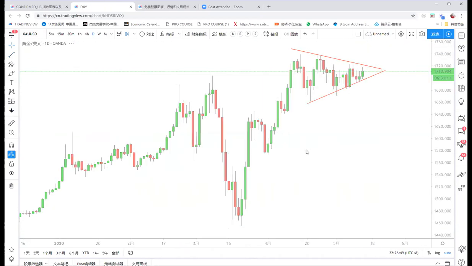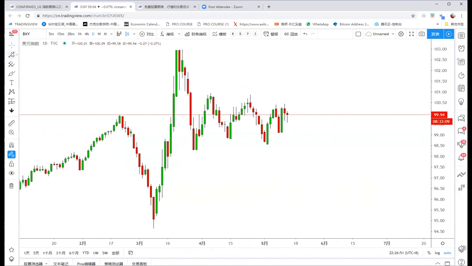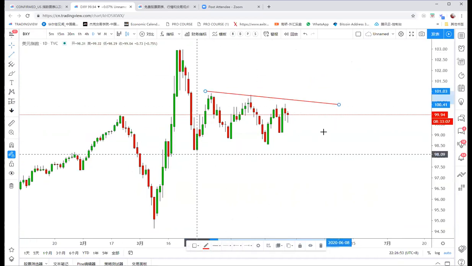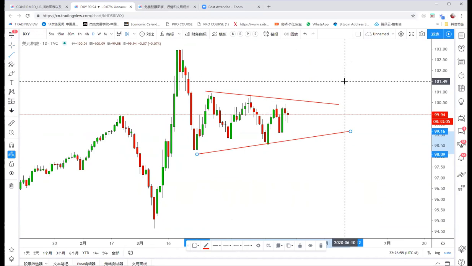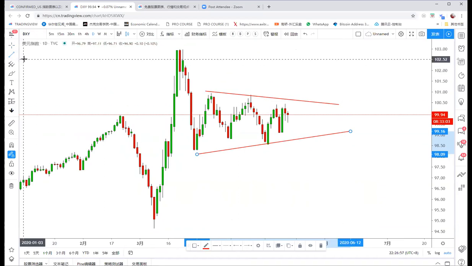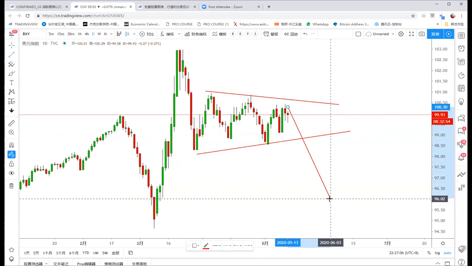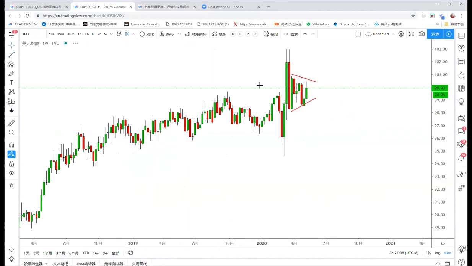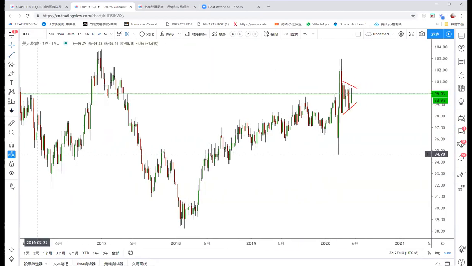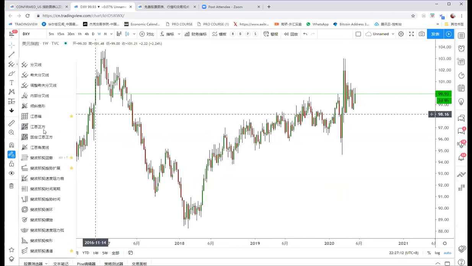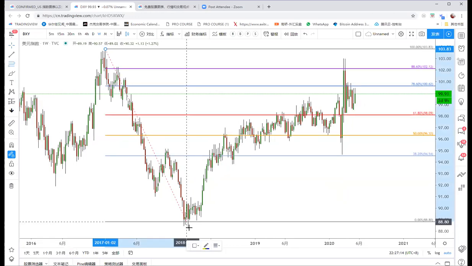Because the dollar is still sideways here. No direction yet. However, the Fed says it has the room to go for negative interest rate. So if the Fed really chooses that way, I think the dollar may fall, because the dollar is in a very high location. And the dollar has completed the weekly pattern already. You can see that.